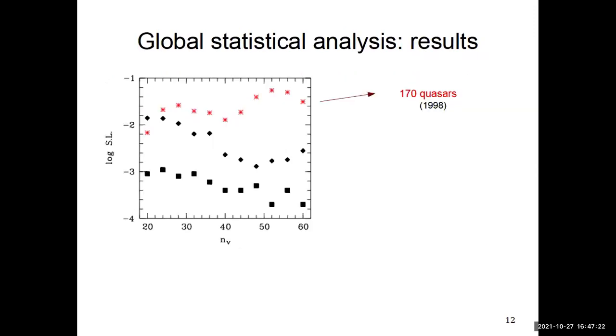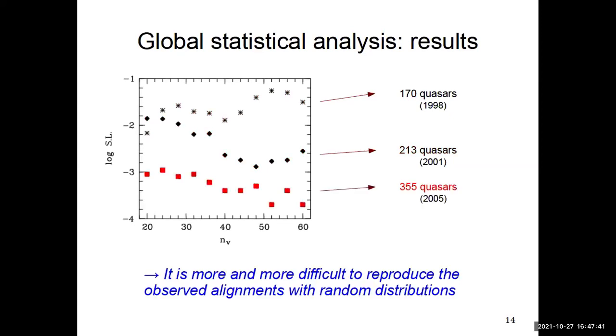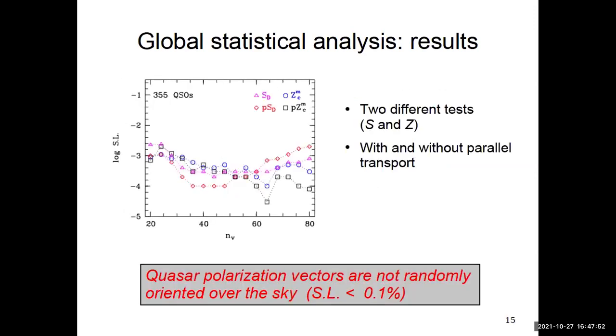And then the significance level is, as usual, estimated as the percentage of simulated configurations where the statistic is smaller than the measured statistic. In this plot, we see the significance level against the number of neighbors. And it's interesting to see the evolution with the size of the sample: the first sample of 170 quasars, then more quasars, and even more. Each time we add some data, it's more and more difficult to reproduce the observed alignment with a random distribution. This plot is the same, but we consider 4 different tests: the 2 tests I presented before, with and without parallel transport. We see that all these tests agree and show that the quasar polarization vectors are not randomly oriented over the sky, with a significance level lower than 0.1%.